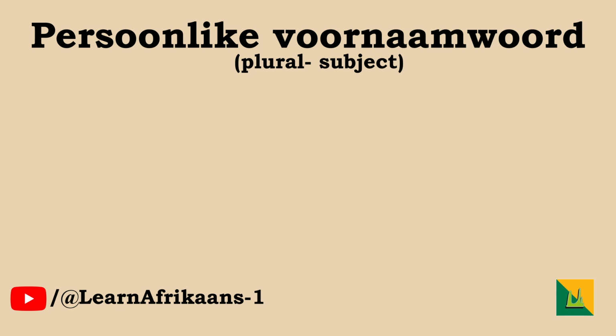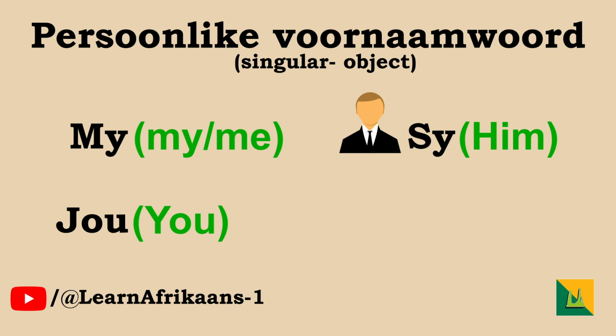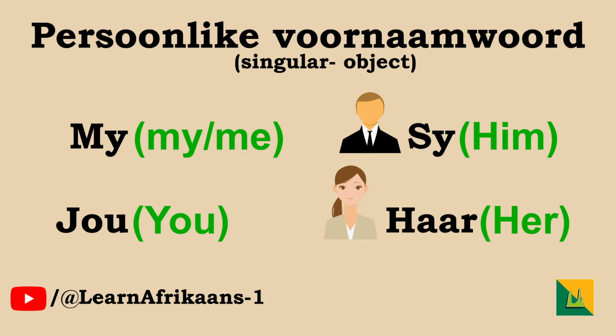Let's see how the persoonlike voornaamwoorde look when they are the object in a sentence. When it is yourself, my. My. When it is someone else, jou. Jou. When it is a male, sy. Sy. When it is a female, haar.